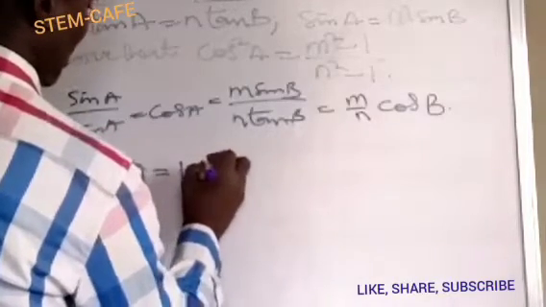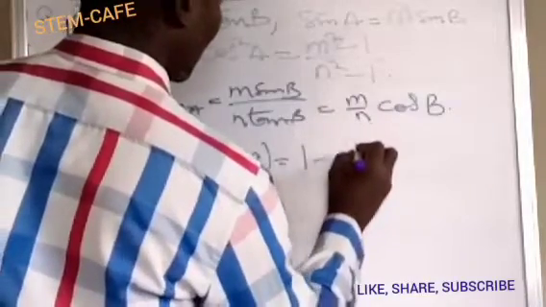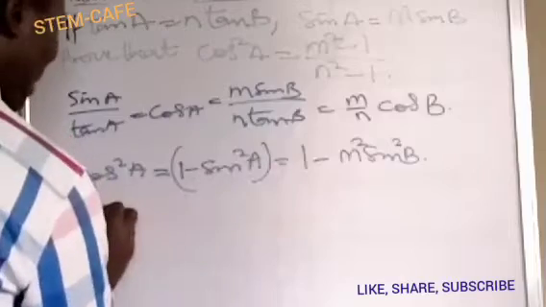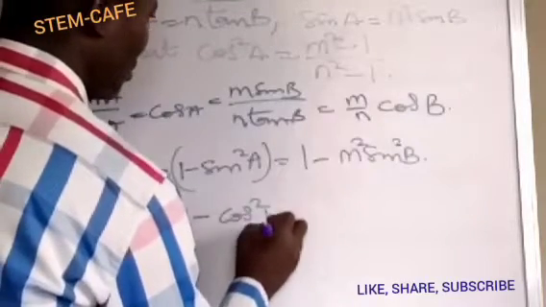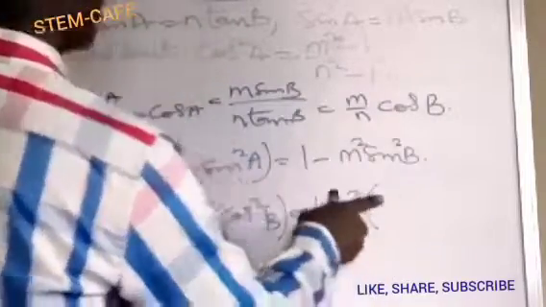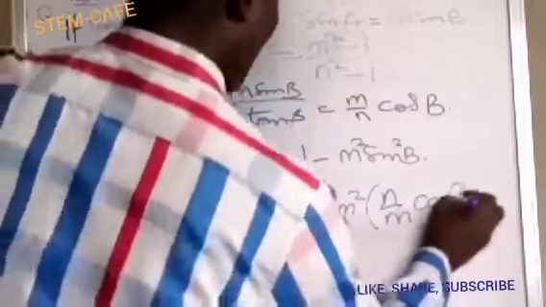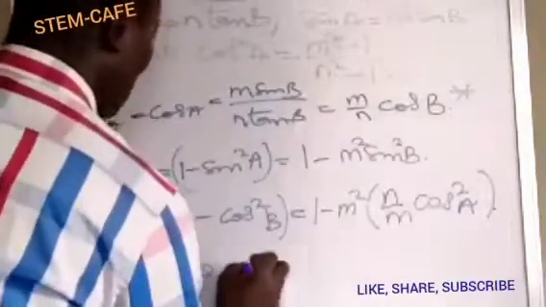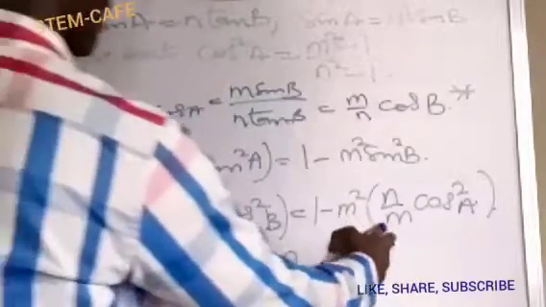Then 1 minus sin square A is equal to 1 minus m square sin square B. And I can still make it like this: 1 minus m square into 1 minus cos square B equals 1 minus m square into, and cos B from here will be equal to n over m cos A, and this one will be squared.